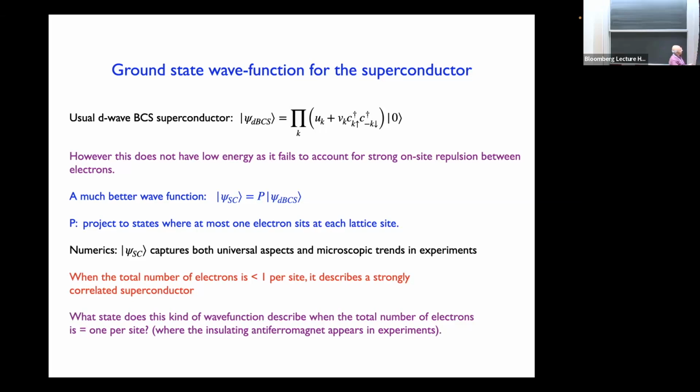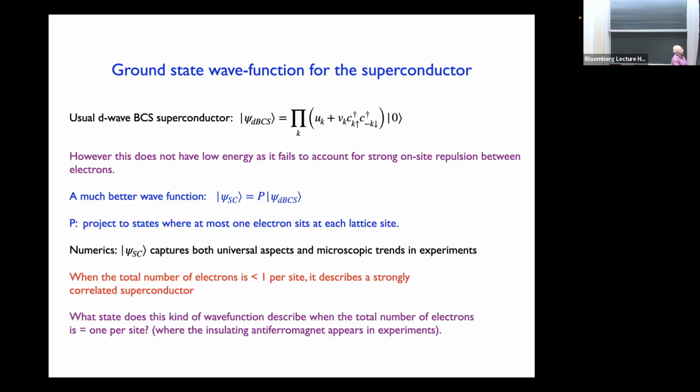So a much better wave function is to just take this state and simply project out states where more than one electron sits at the same lattice site. Just remove them. So expand this and say in a configuration of where the electrons sit, and just physically throw out all states in which there's more than one electron sitting at the same lattice site. So you project those states away. So people have worked with this for decades, and numerically, it's known that this projected wave function captures both the universal aspects of the superconducting state.